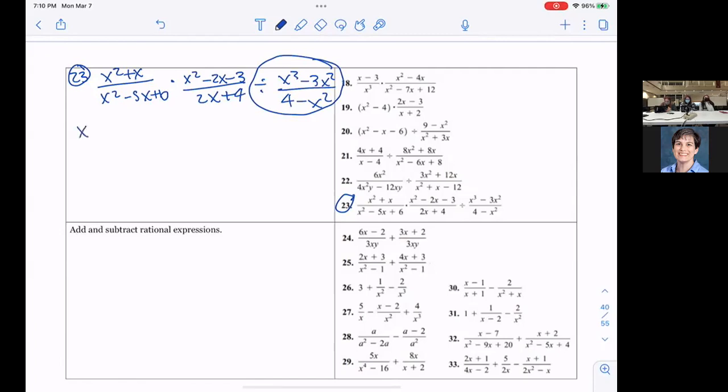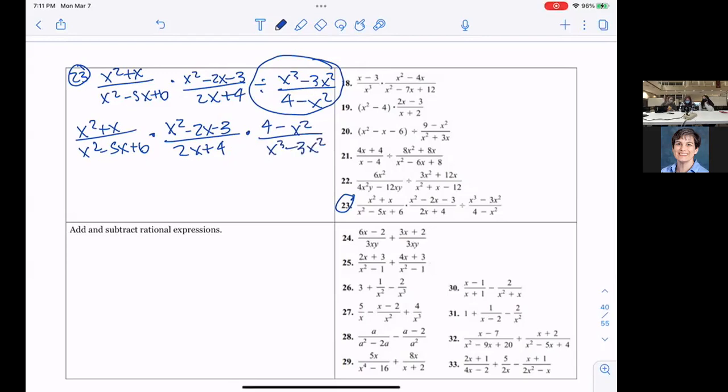So writing this all back out again, we're gonna have x squared plus x over x squared minus 5x plus 6 times x squared minus 2x minus 3 over 2x plus 4. And then, like I said, instead of dividing by this fraction, we're actually going to multiply by its reciprocal. So we're going to flip that fraction. So we're going to have 4 minus x squared over x cubed minus 3x squared. And then we're just going to multiply it all out.